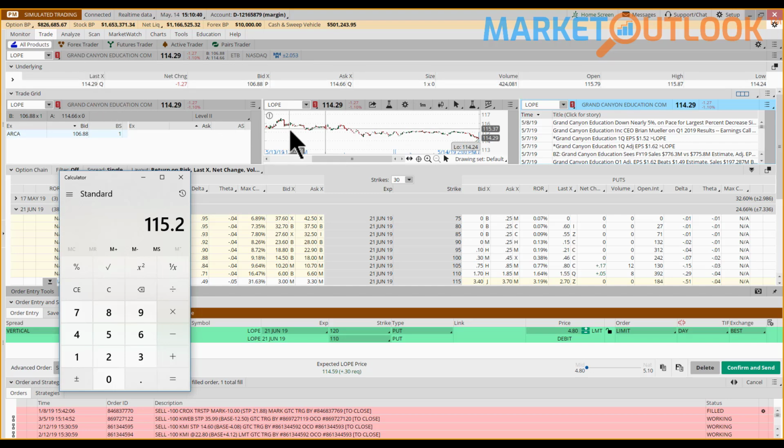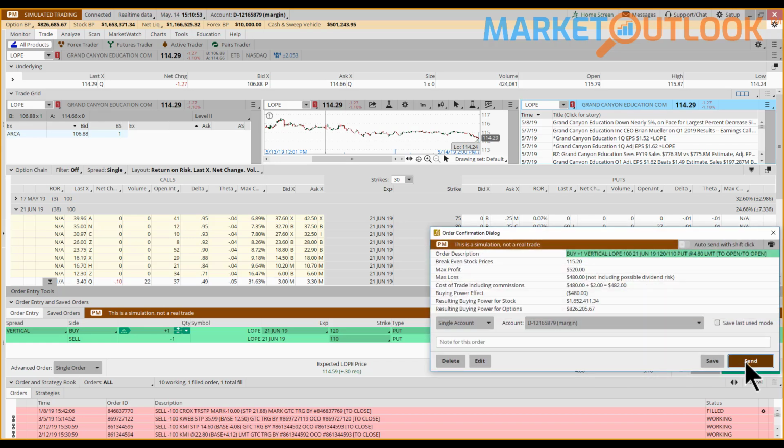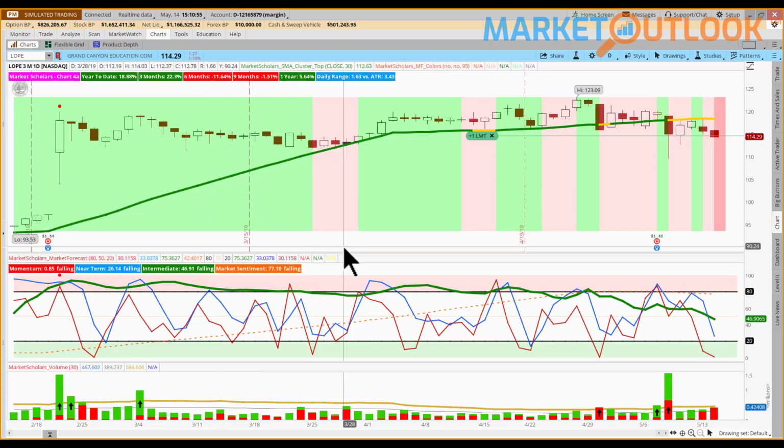Now keep in mind, this is not the most liquid stock on the planet, so it is a good practice stock, but might not be a great fit for those of you that have really large accounts where you need a lot more liquidity. But I will put it in, nonetheless, confirm and send, and ship that off, and we'll see if we can get filled first thing in the morning.